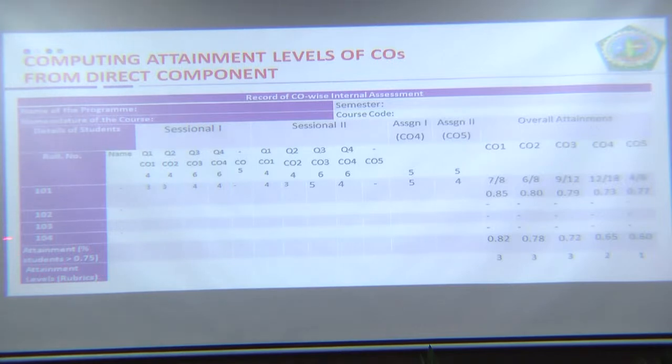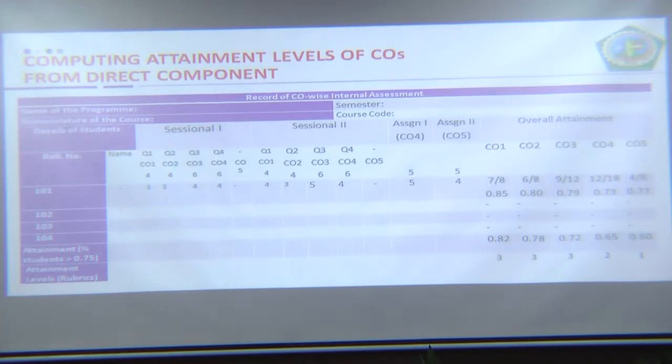One example here: we have calculated what percentage of students got 75% marks in a particular CO. So this 0.82 means 82% of the students achieved 75% marks in CO1. In CO2, 78% students got more than 75%. Just an example, like I have put a dash here. You have calculated for every CO. And then we have fixed a target that, for example, if 75% of the students got more than 75% of marks in a particular CO, I'll say that the target is achieved.